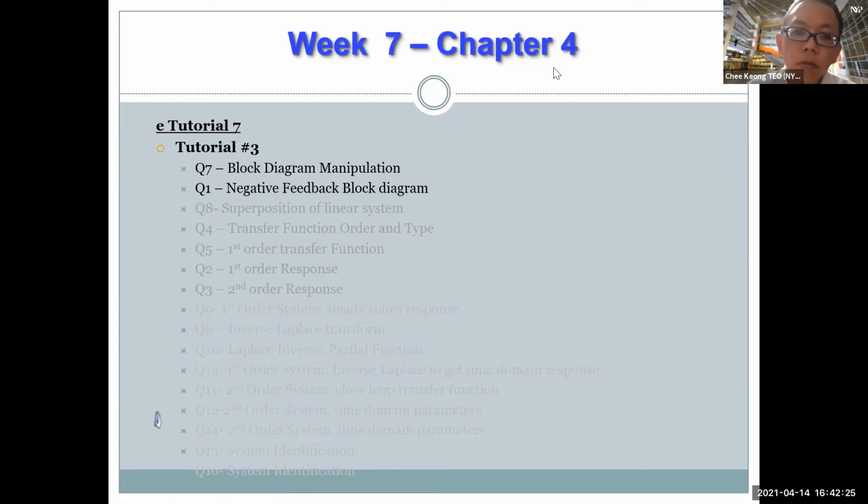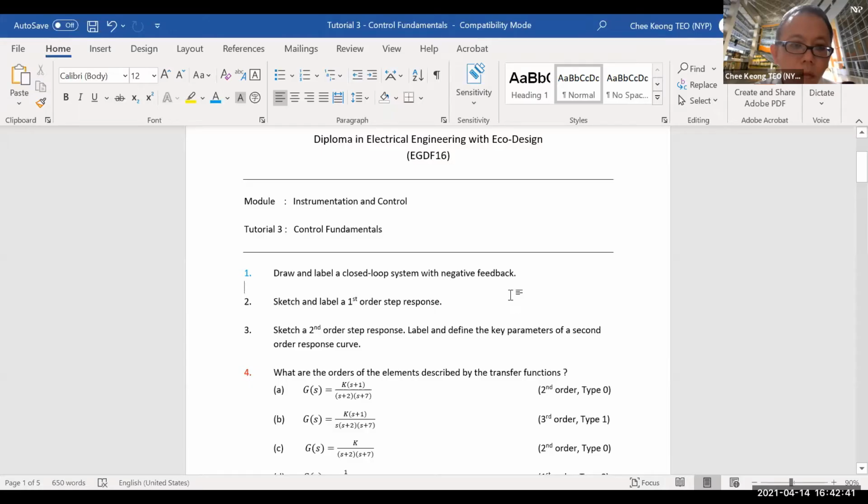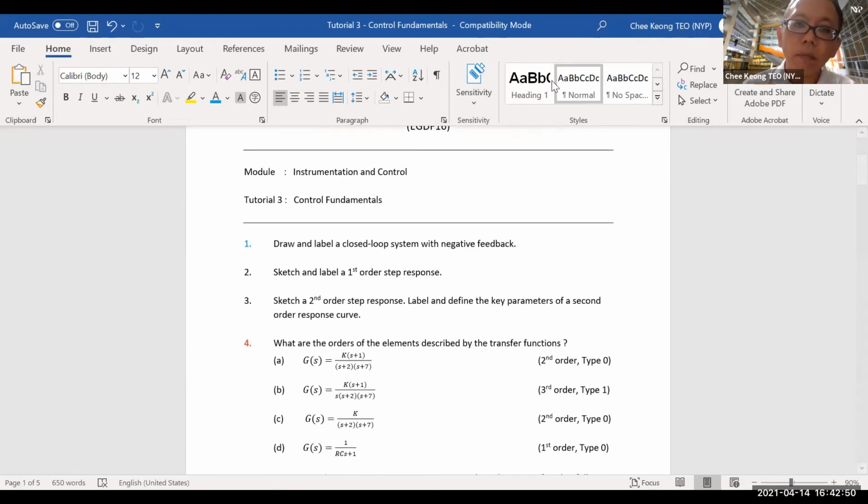Now let me go to the tutorial question. Let me see more windows. Where's my tutorial question? Now the tutorial question is here. Now question 1, the first thing we need to do is draw and label a closed loop system with negative feedback. This one is very straightforward. I already have the solution prepared. The solution prepared is here.